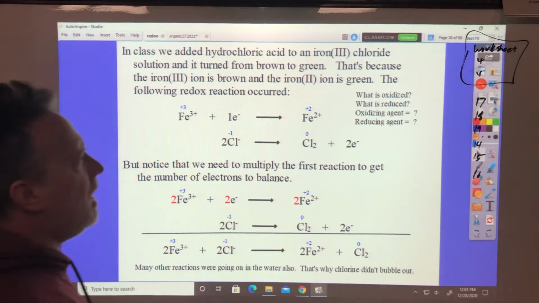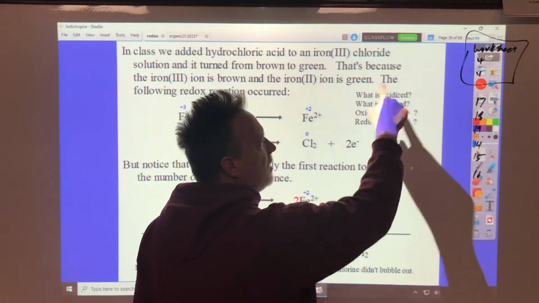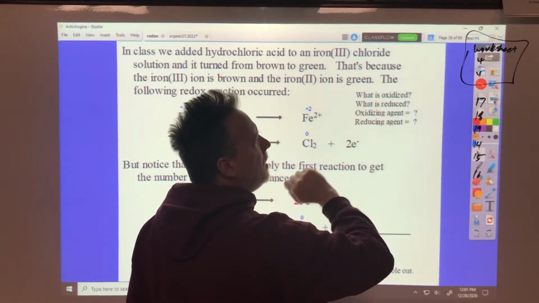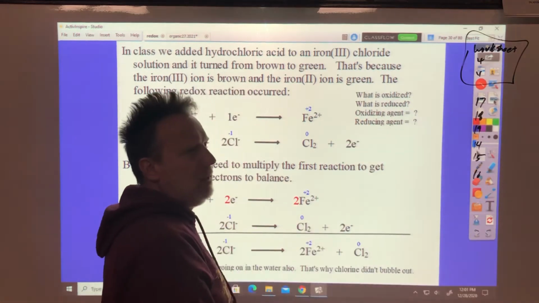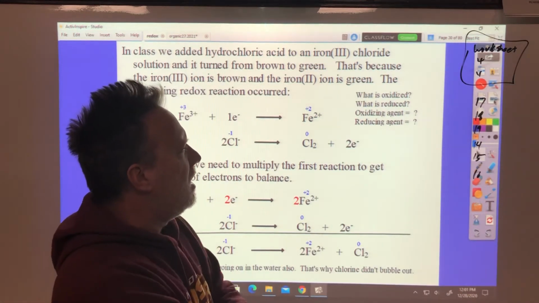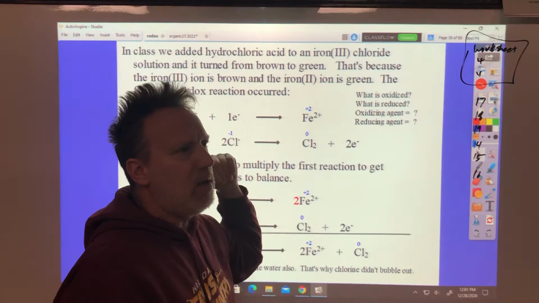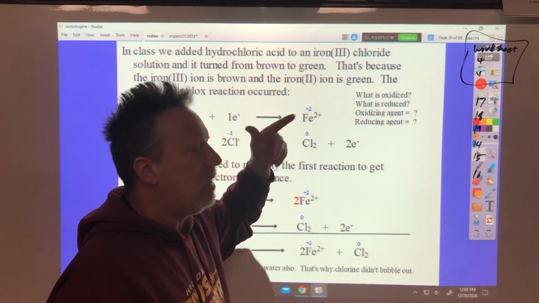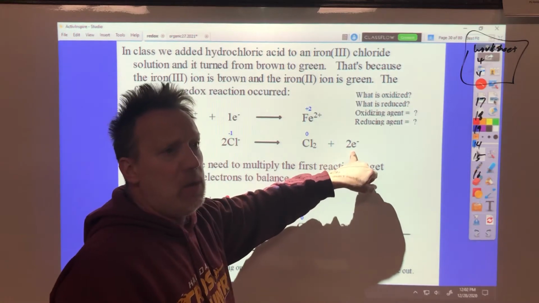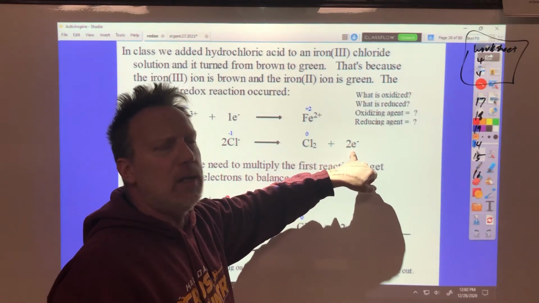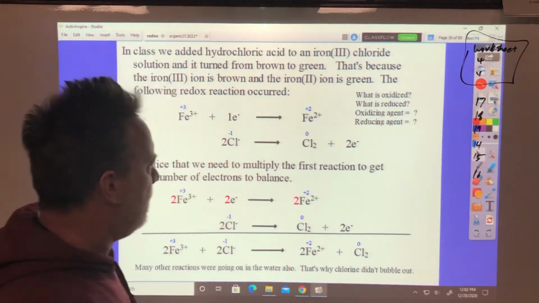An oxidizing agent oxidizes something else and is itself reduced. A reducing agent reduces something else and is itself oxidized. I'm not going to worry about oxidizing agent and reducing agent. If something oxidizes something else, it's always the opposite. But losing electrons is oil. Oxidation is losing electrons. So this is oxidation, that's reduction.